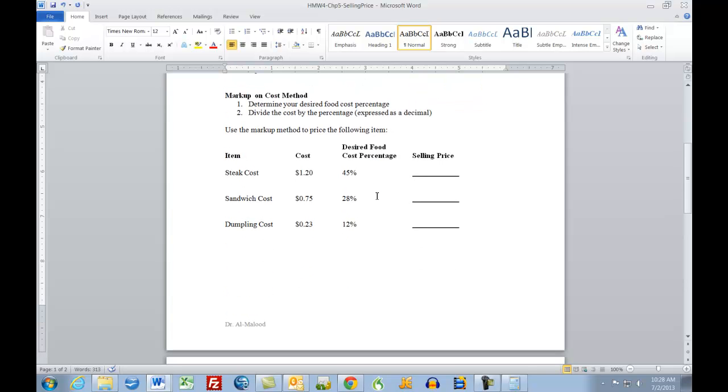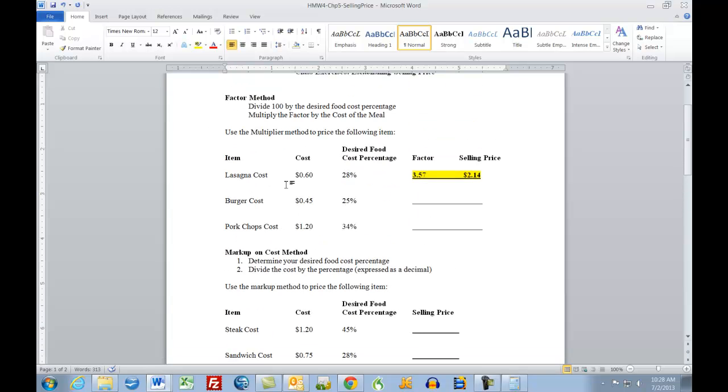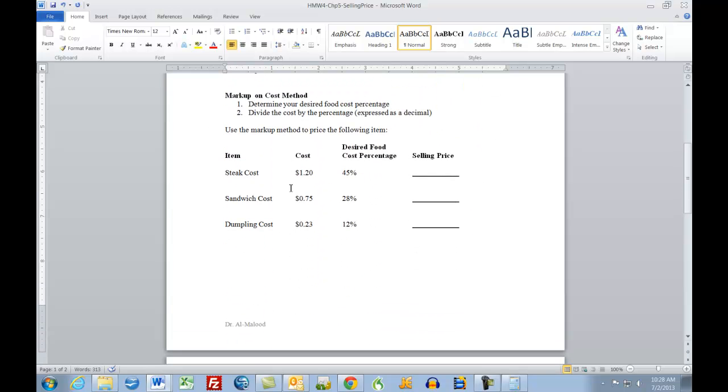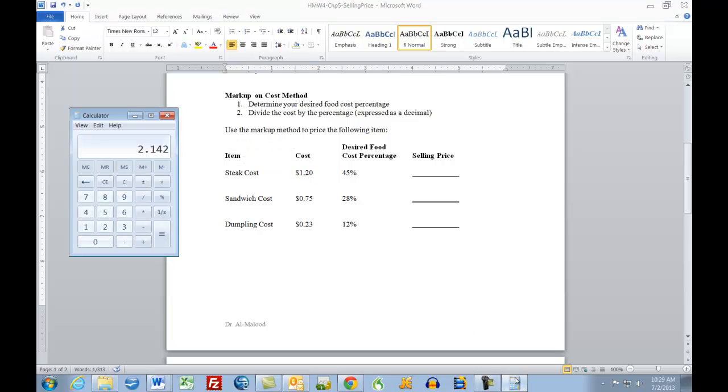This is a one-step calculation that is very similar to the factor method. For the markup on cost method, the formula is to determine your desired food cost percentage. Although I say determine, you're always going to get the desired food cost percentage in these problems. I will give it to you. So the first step is the desired food cost percentage, which is 45%. The second step is to divide the cost of the meal, $1.20, by the desired food cost percentage represented as a decimal. So let's do this together.